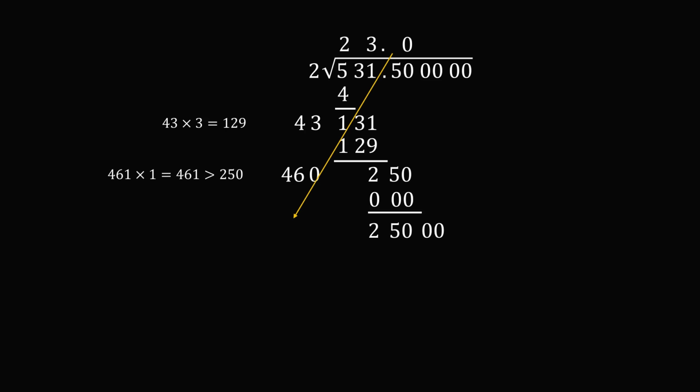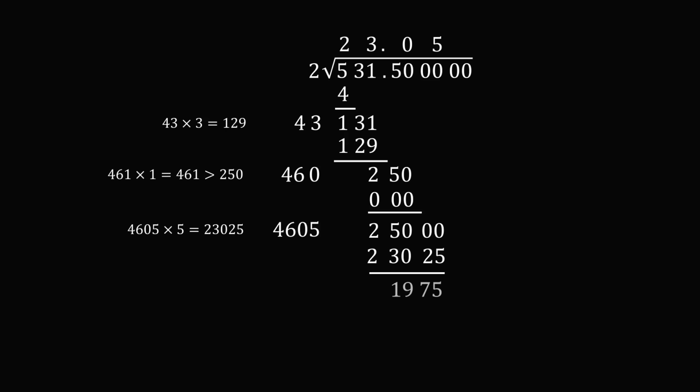We then take 230 and double it to get 460. If the next digit is d, we have 460d times d must not exceed 25,000. Omitting the laborious grunt work, you will eventually get that the digit has to be equal to 5 because 4,605 times 5 is equal to 23,025. So d is equal to 5, and we have the next product. Subtract that from the previous result to get 1975.